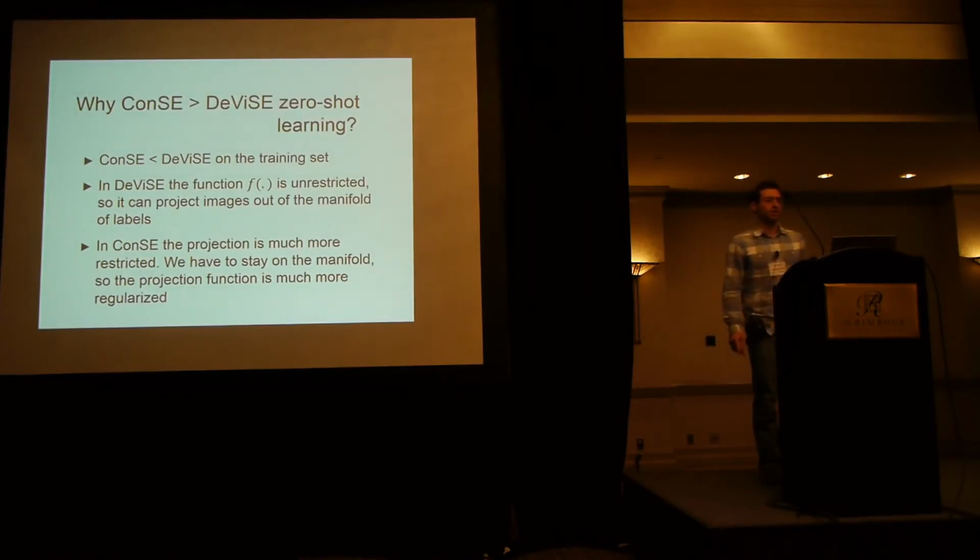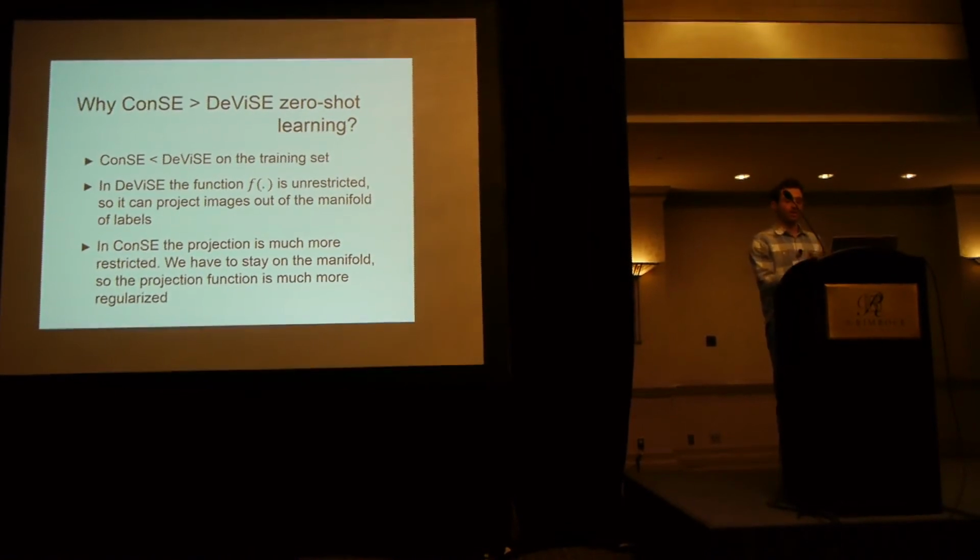One natural question is why ConSE performs better than DeViSE on zero-shot learning? ConSE didn't have any training, but DeViSE was trained to predict correct labels. First, I want to note that ConSE actually performs worse than DeViSE when it's tested on a training set. And DeViSE was only trained for those training labels, so necessarily it doesn't generalize well to test labels, right?